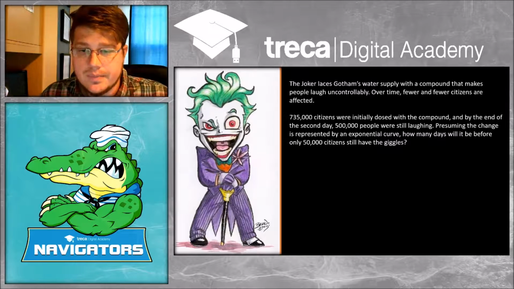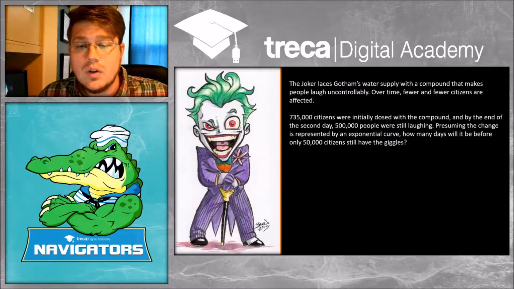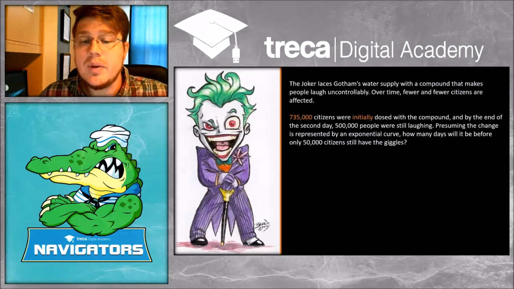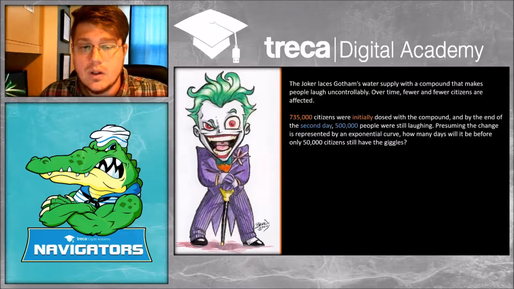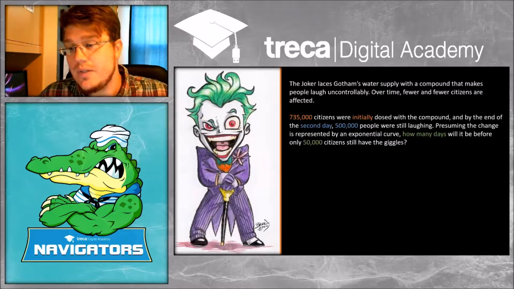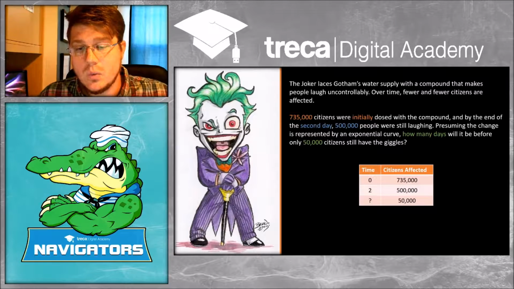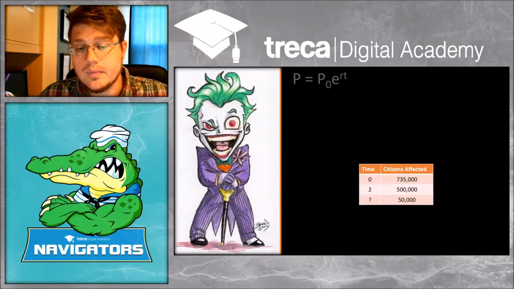Presuming the change is represented by an exponential curve, how many days will it be until only 50,000 citizens have the giggles? Now, we know how many people were dosed right at the start: 735,000 people in Gotham. And we know how many people were still affected by day 2: 500,000 people. We also know that at some point, 50,000 people are still affected. So let's make a table of our data. We're going to use this table and our exponential growth formula to solve our problem.